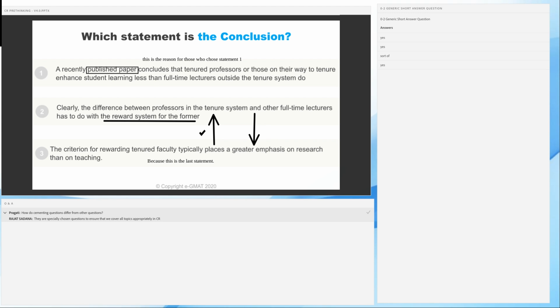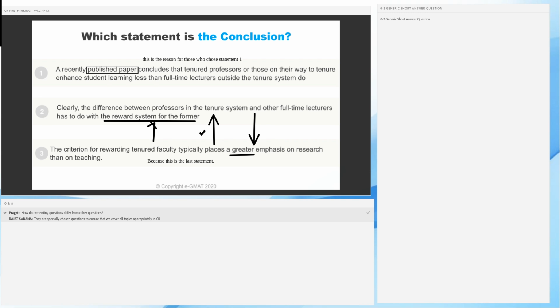So let's kind of understand this. Three says the criterion for rewarding tenured faculty places a greater emphasis on research than on teaching. Why does the author say this? To actually justify statement number two, which is what? The difference between professors and lecturers is because of the reward system for the former. Okay. People who chose statement three, do you now know why three is not the conclusion? Because it's used to justify two, which means two is the core idea that the author wants to promote through this argument.